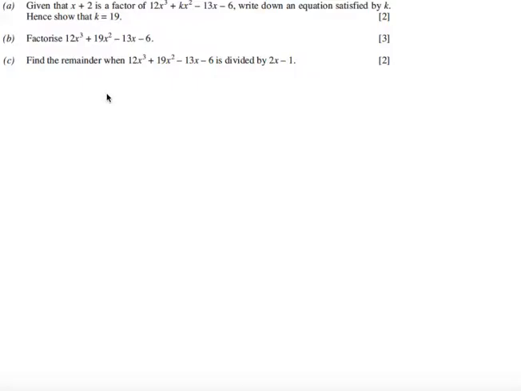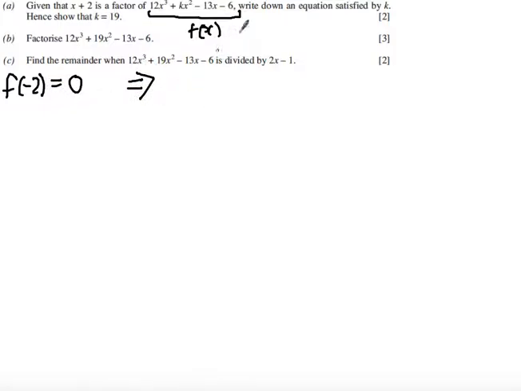plus 2 is a factor of 12x cubed plus kx squared minus 13x minus 6. Write down an equation satisfied by k, hence show that k equals 19. So let's call this equation here f of x. The factor theorem tells us that if I do f of minus 2, so f of whatever negative this constant inside the bracket, that will be equal to 0.